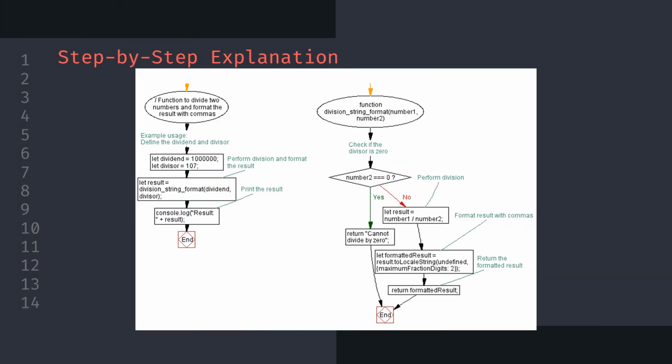The function ensures the divisor is valid, then calculates the result. Afterward, the toLocaleString method adds commas and rounds to 2 decimal places. Finally, the function returns the formatted string.